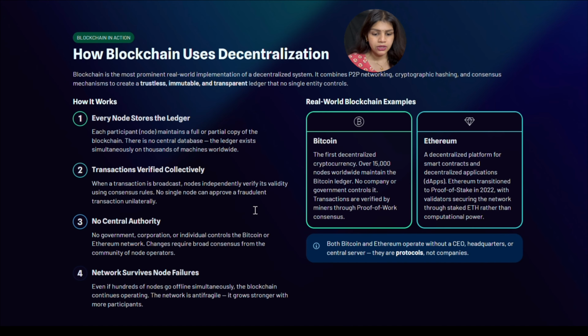decentralization. Okay, so every node stores the ledger. Next, the transactions are verified collectively, no central authority. The network survives node failure. So this is how it works. And real world blockchain examples are Bitcoin and Ethereum.